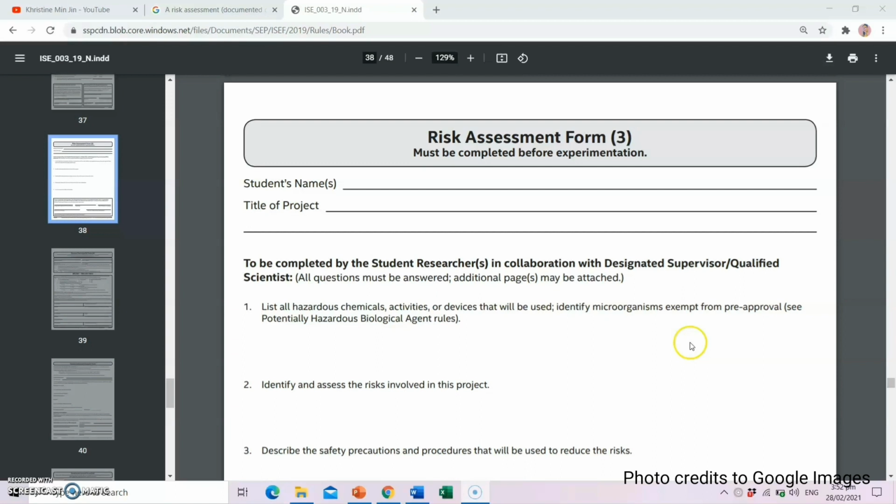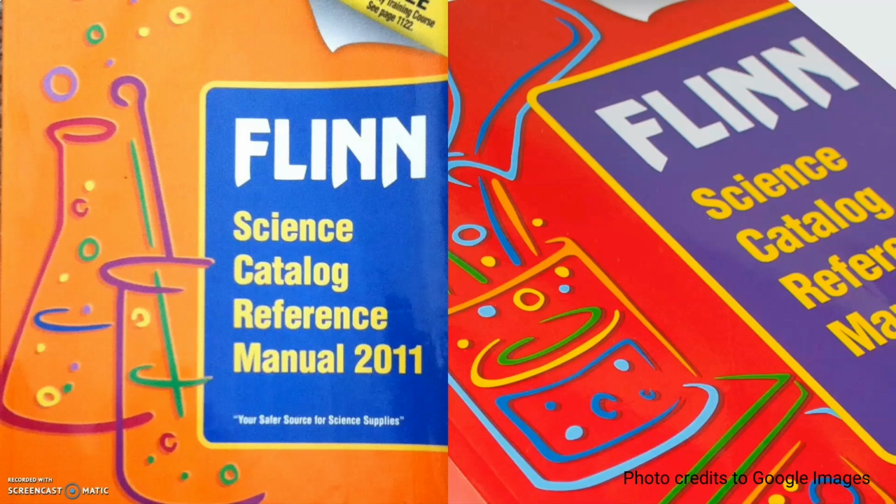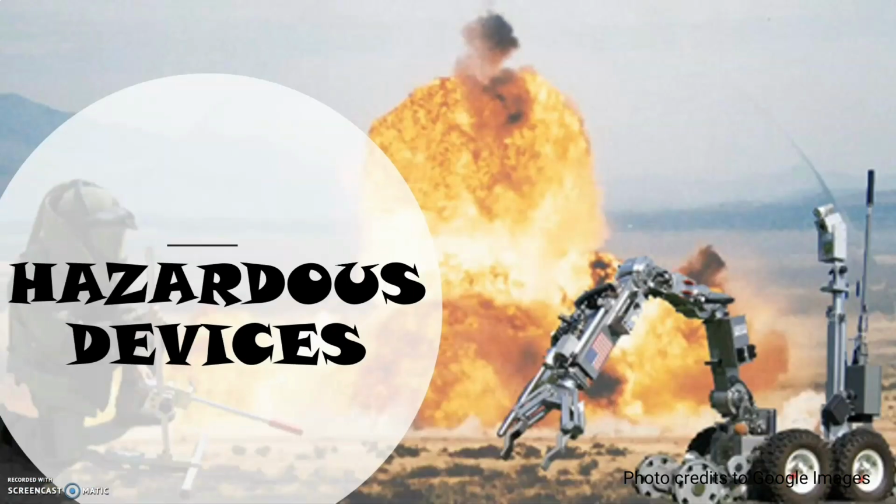Some SDS sheets, for example, Flynn, rank the degree of hazard. The Flynn rank, the degree of hazard associated with a chemical. This rating may assist students or adult sponsors in determining risk associated with the use of a chemical.